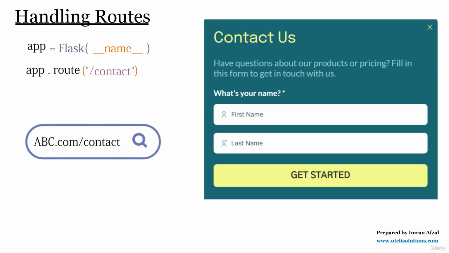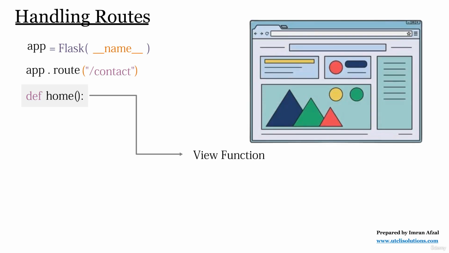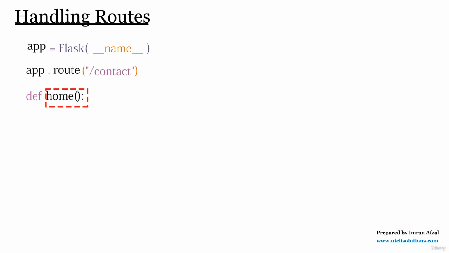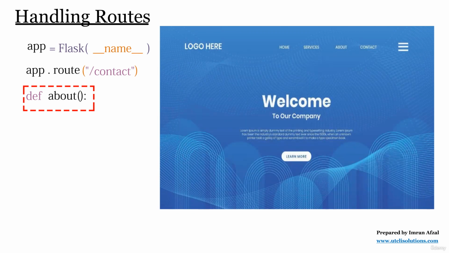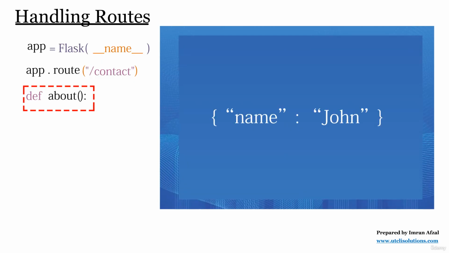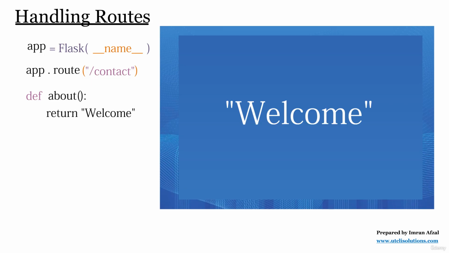After defining the route, we immediately write a function below it. This function is often called a view function because it controls what the user will see when they visit that path. You can name this function anything, but names like home or about make it easy to remember. This function must return something, either a simple message like a string, a full web page, HTML, or some data in JSON format. Whatever we return here is what the user will see in their browser.